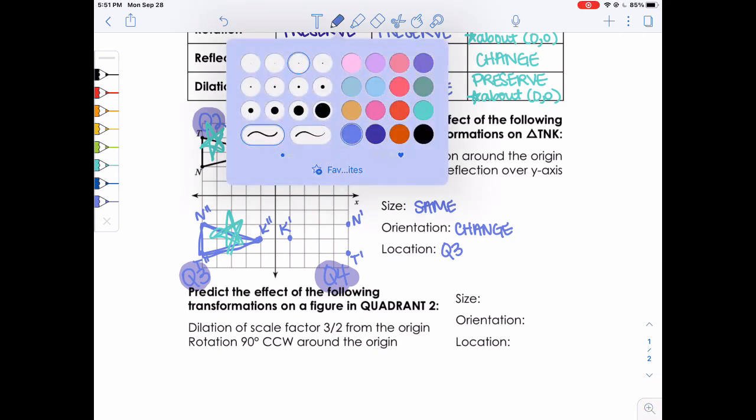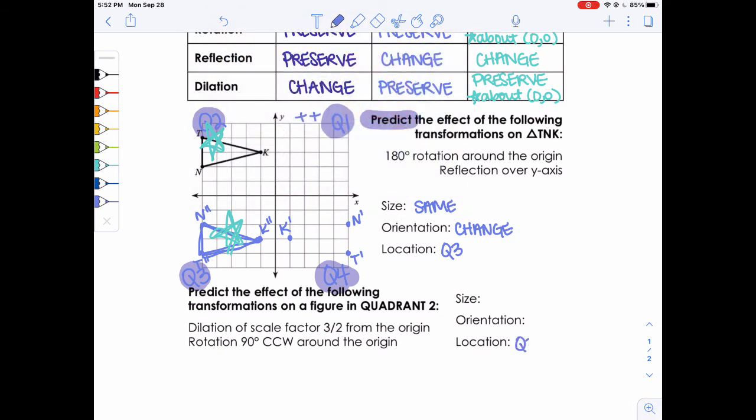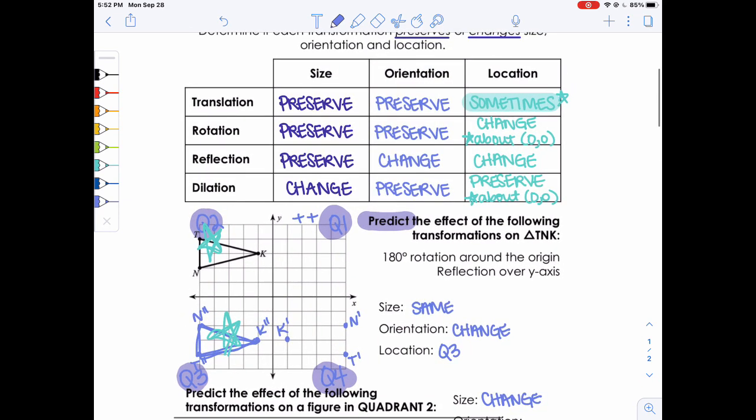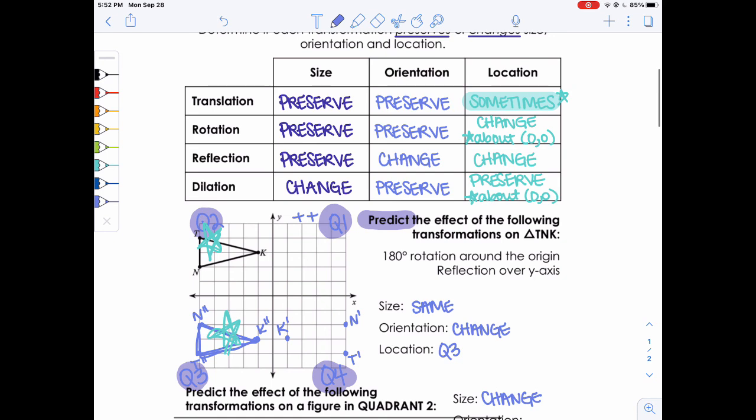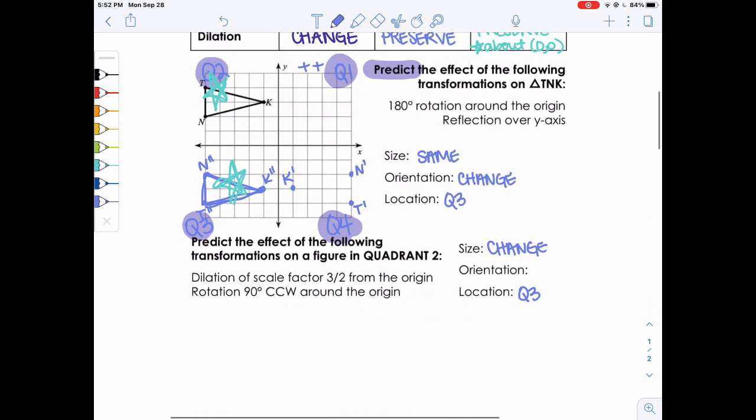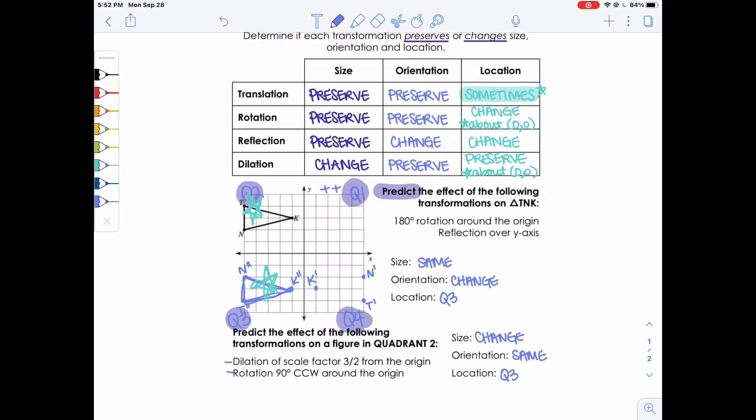So this example is very similar to the last. New location is quadrant 3. Did my size change? Yes, it did. And how about my orientation? No, it did not, because we did not have a reflection. Remember, up here we said reflection was the only transformation that causes an orientation change. So neither of these were reflections, meaning my orientation stays the same. All right, and that's all there is to it.